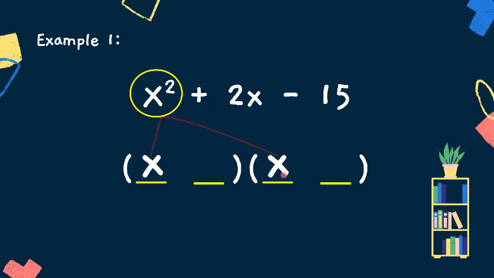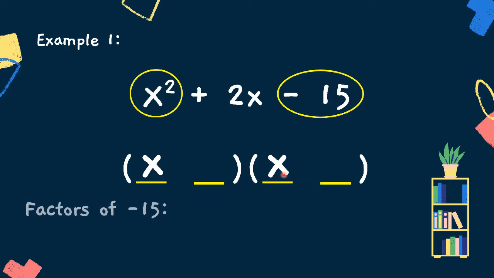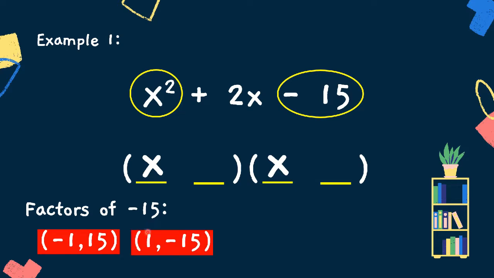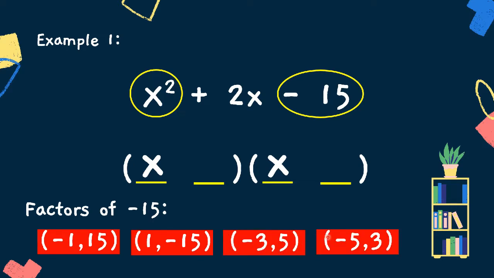Next step is to look at your last term or the third term, which is negative 15. You have to identify the factors of negative 15. So we have negative 1 and positive 15. If you multiply the two, negative 1 times 15, it will give us a product of negative 15. We also have 1 and negative 15. We can also have negative 3 and positive 5 or negative 5 and positive 3.